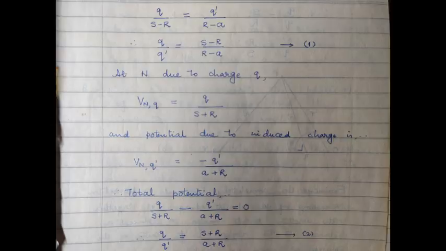Now, we can compare this one. This equation is Q upon S minus R is equal to Q dash upon R minus A. We are taking the ratio of Q upon Q dash, that is equal to, by cross multiplication, S minus R upon R minus A. This is your equation number 1.